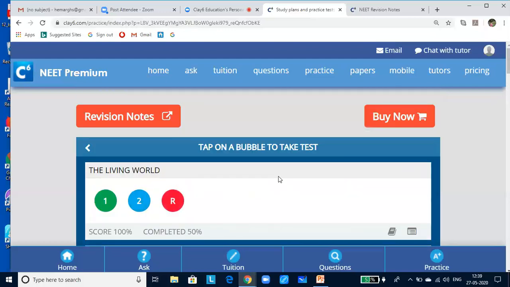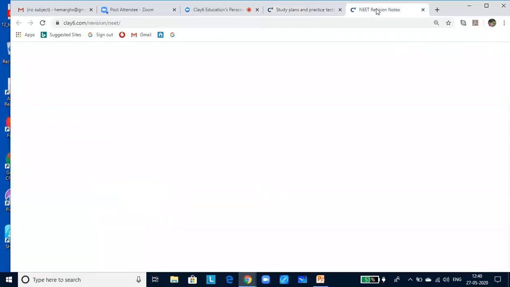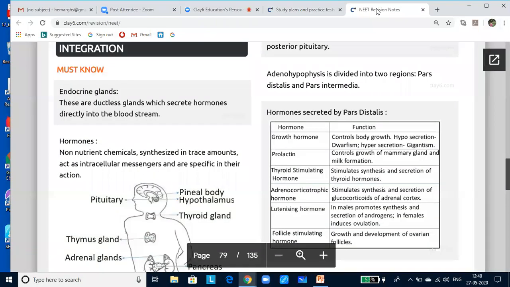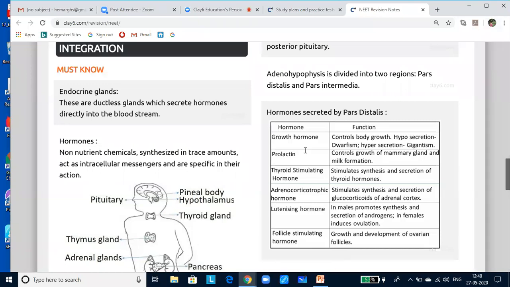And here you have a button for revision notes. If you click, it will open into a PDF. This PDF is made up of only 135 pages, wherein all the key concepts of your 11th and 12th are put in such a manner that it will help you for an easy revision. Hence, I suggest you go for this package along with the tests to improve your scores.